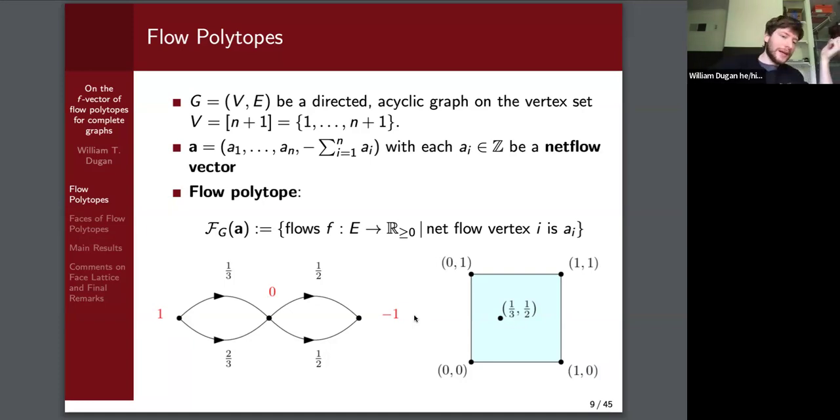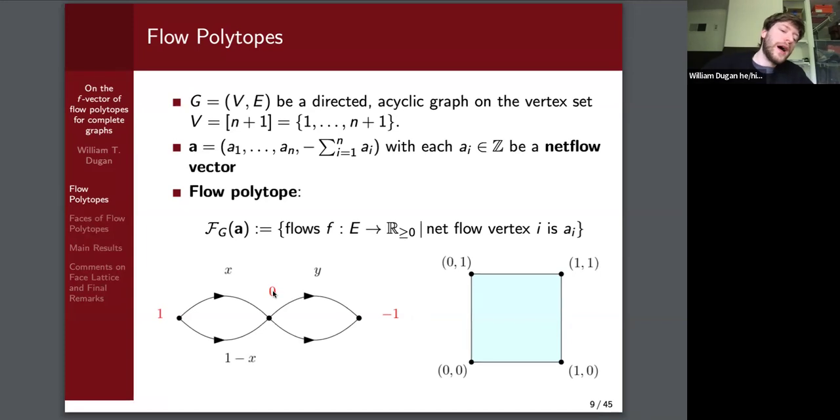That's an example of a flow. But then there are others. So here's another example of a flow, and you can see that this is also a flow for the same reasons. It satisfies these equations. And I claim more generally, if there's X amount of flow on this first edge, this bottom edge has to have flow 1 minus X for the first equation to be true.